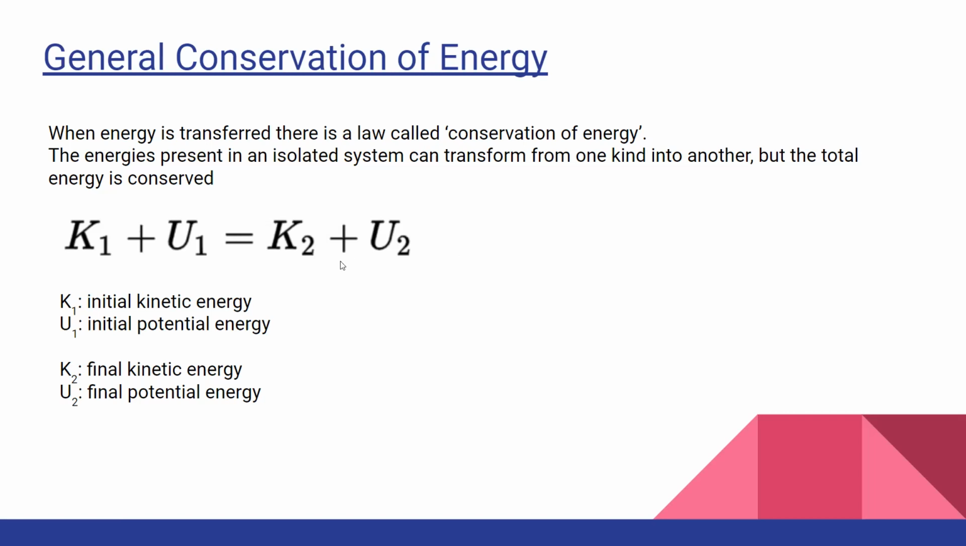So we can write this equation as K1 + U1 is equal to K2 + U2. K represents kinetic energy and U represents potential energy. What this is basically saying is that in an isolated system, the sum of kinetic energy and potential energy before and after some type of motion has to be a constant number.